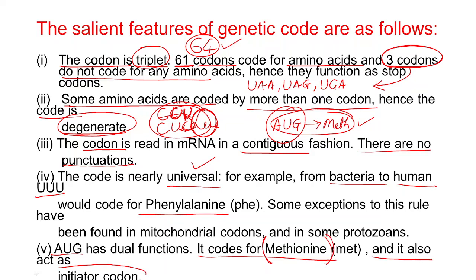So, these are the salient features of genetic code. Very important salient features of genetic code. And further we shall continue in the next point.